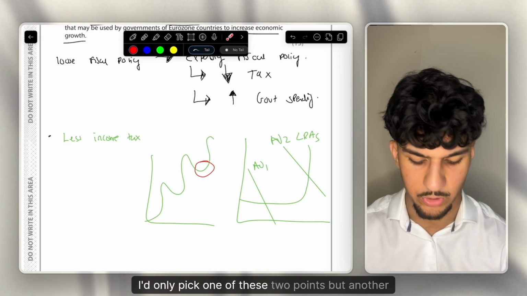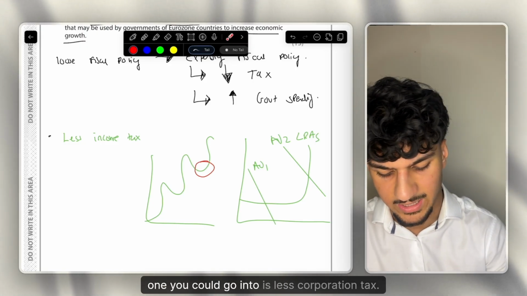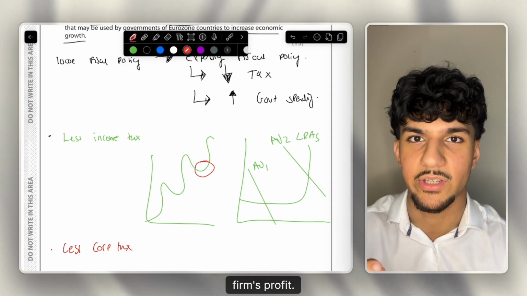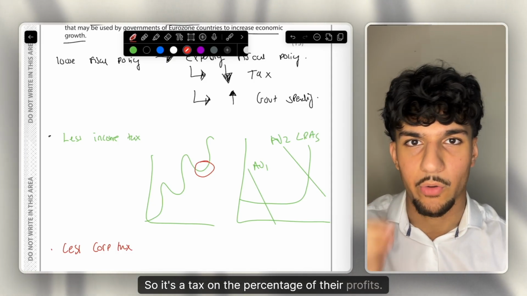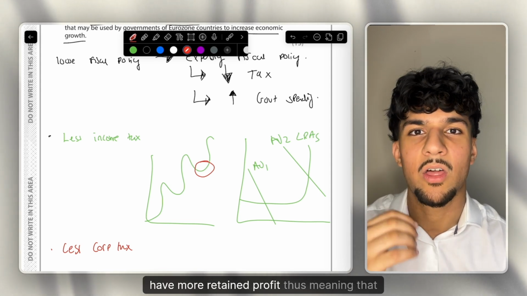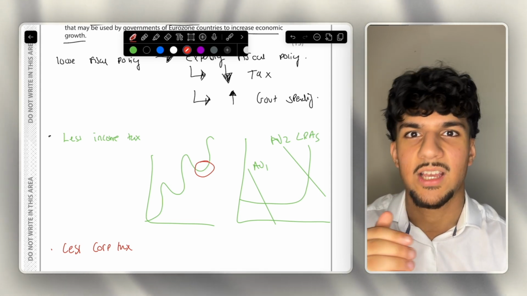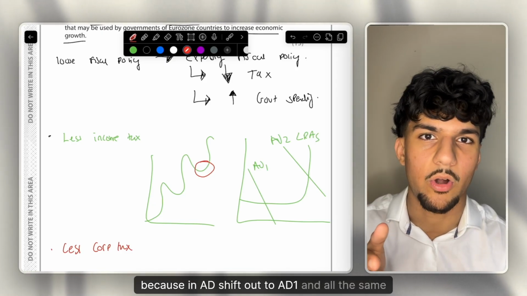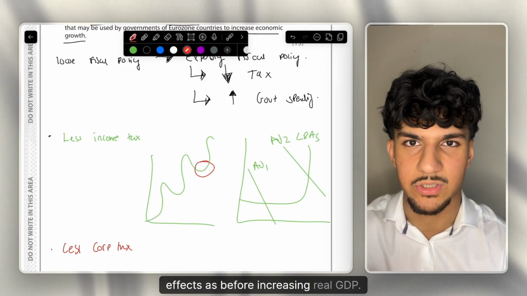And I'd only pick one of these 2 points, but another one you could go into is less corporation tax. And what is corporation tax? It's a percentage of a firm's profits. So it's a tax on the percentage of their profits. So if you have less corporation tax, it means firms have more retained profit, thus meaning that they're more likely to invest. And of course, investment is a component of AD, causing AD to shift out to AD1 and all the same effects as before, increasing real GDP.